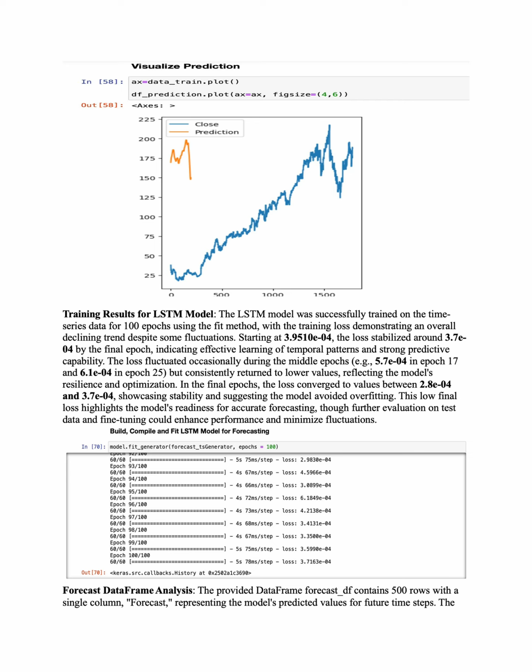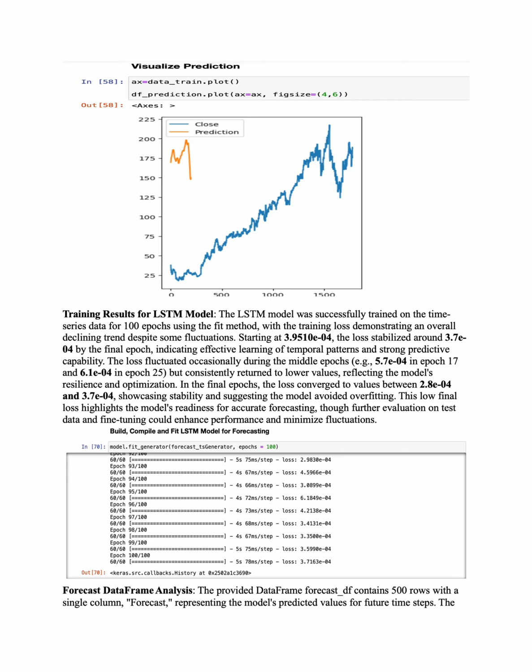The training results for the LSTM model. The LSTM model was successfully trained on the time series data for 100 epochs using the fit method, with the training loss demonstrating an overall declining trend despite some fluctuations. Starting from 3.9 to 10.4, the loss stabilized around 3.7 by the final epoch, indicating effective learning of temporal patterns and strong predictive capability. The loss fluctuated occasionally during the middle epochs.